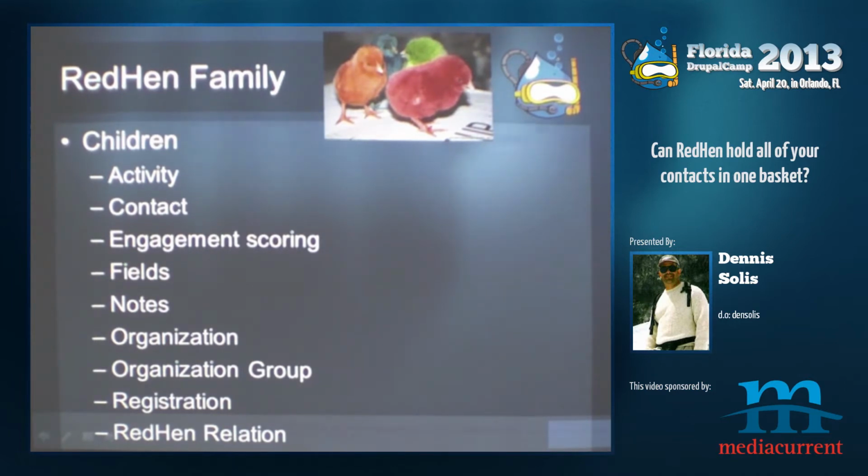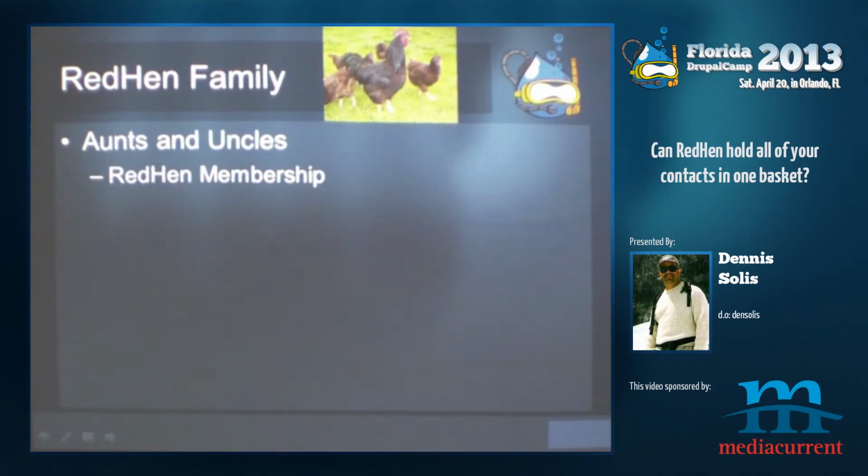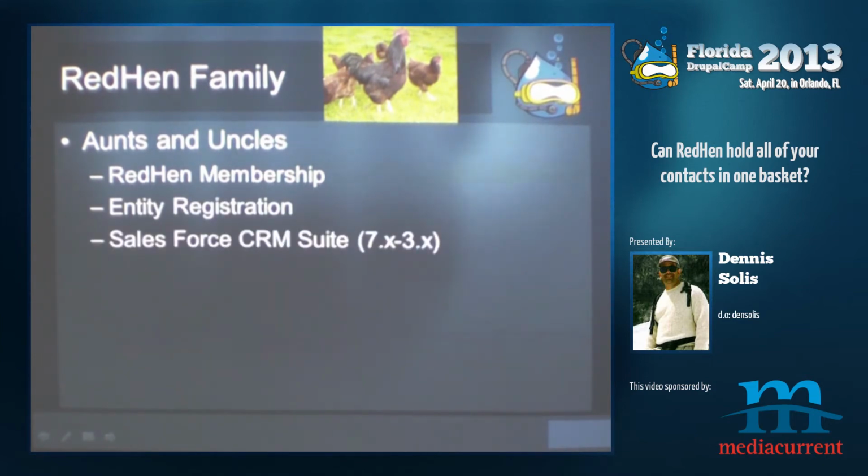And now, as far as the aunts and uncles, we've got the membership module. All those other ones we just talked about are sub-modules within RedHen. The RedHen membership is a module you bolt on or attach. You've got Entity Registration. I don't know if any of you have used that. You've got the Salesforce suite, where if you want to interface with Salesforce, Salesforce is a third-party CRM.